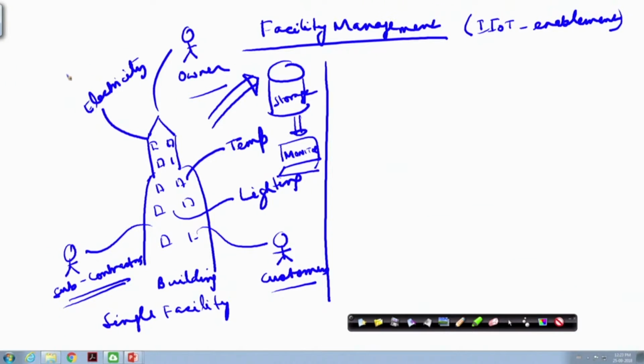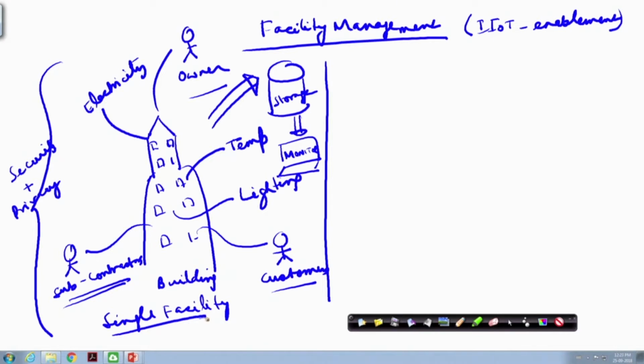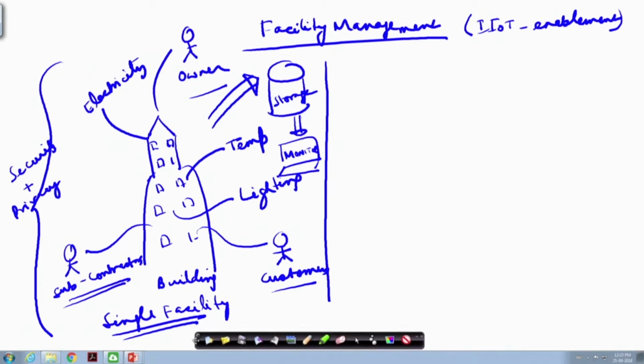So, once again, if we are doing all of these things, we should not forget about the security and the privacy issues. So, this was the single facility example. Let me now give you another example.